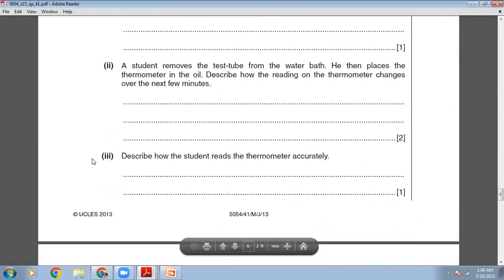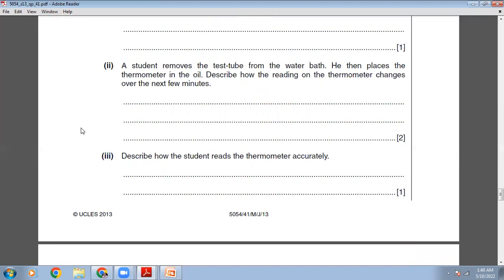Okay. Then he says a student removes the test tube from the water bath. He then places the thermometer in the oil. Describe how the reading on the thermometer changes over the next few minutes. You see, you have taken the test tube out of the water bath, and obviously the oil is hot, and you have placed a thermometer in that oil.